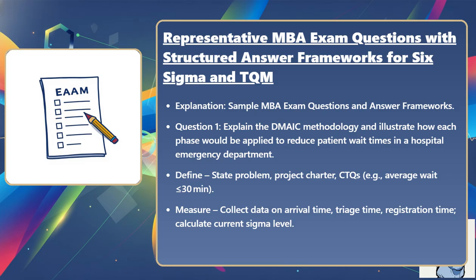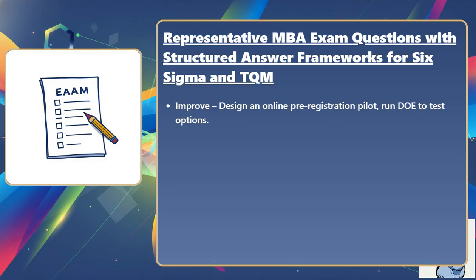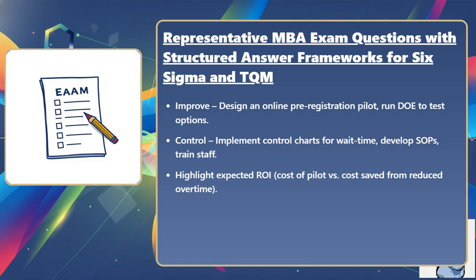Calculate current sigma level. Analyze: use Pareto and Fishbone to identify bottlenecks such as registration. Improve: design an online pre-registration pilot. Run DOE to test options. Control: implement control charts for wait time. Develop SOPs, train staff. Highlight expected ROI, cost of pilot versus cost saved from reduced overtime.